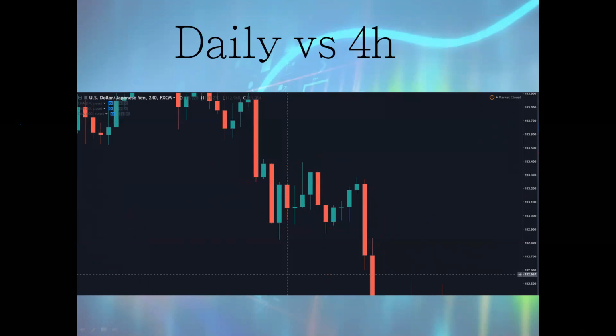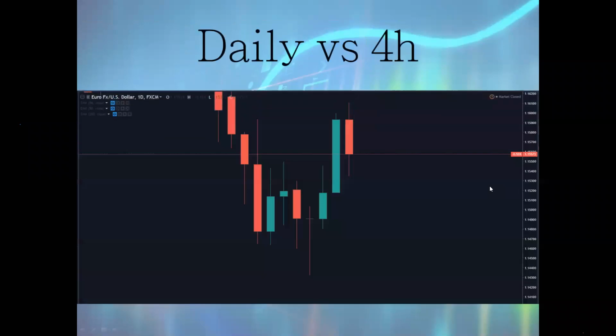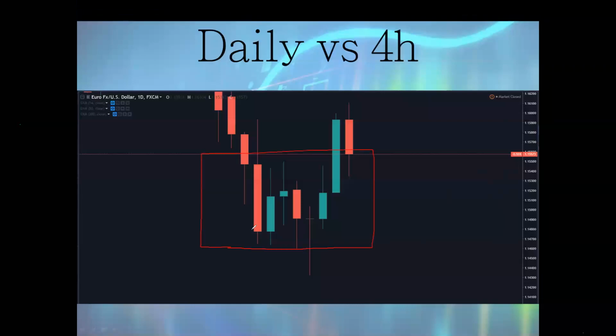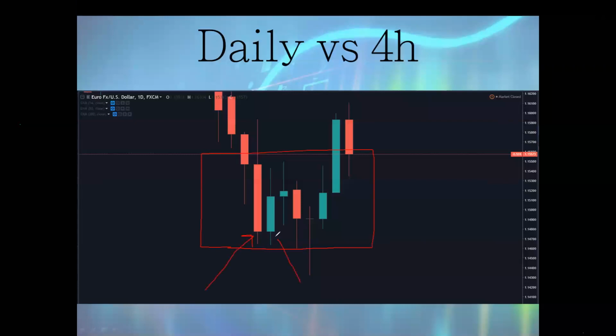Okay, let's go to the next example here. Okay, so we have another daily chart. From this information, we're going to focus on this area right over here. What's happening here? If you're looking on the daily chart, it's pretty easy to see that price came down and the next daily candle pushed up.